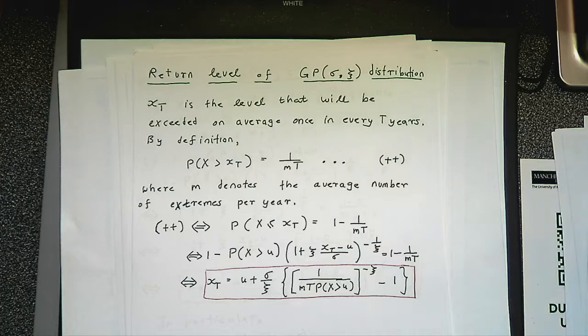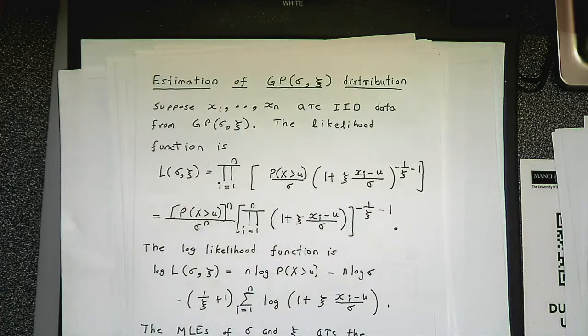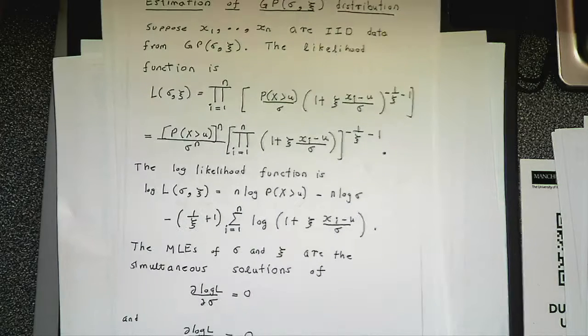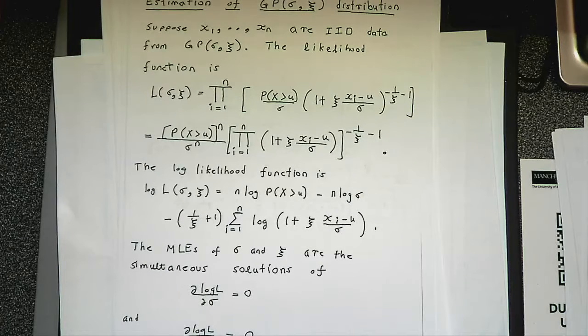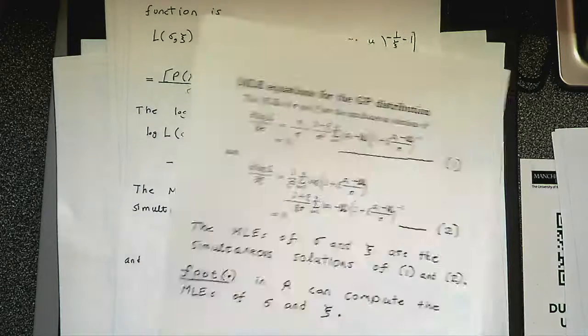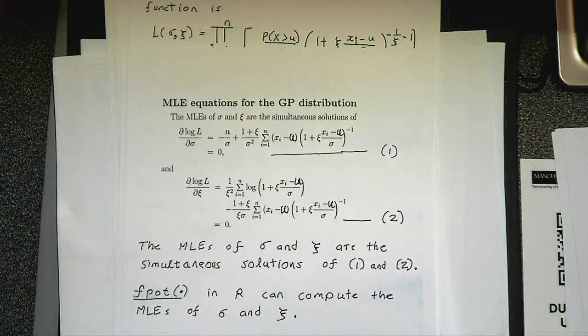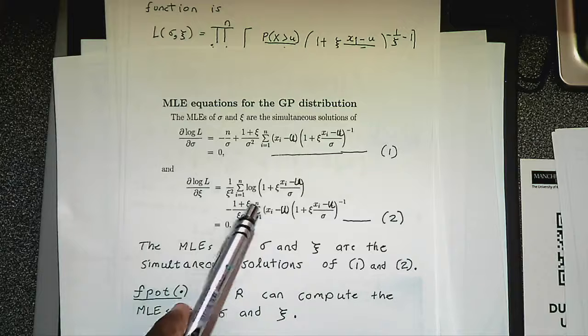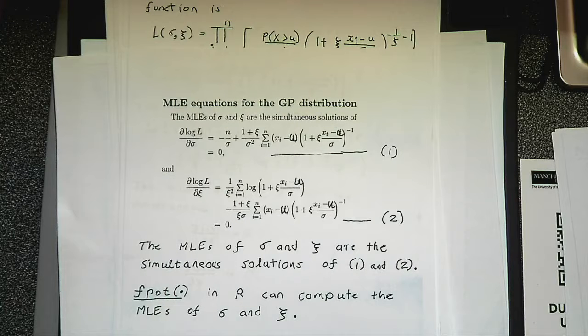All right, now the next thing is about estimation. This is the likelihood, this is the log likelihood, and these are the two equations you need to solve. It turns out that the partial derivatives are this and this. So to obtain the ML estimators, you need to solve equations 1 and 2, right?